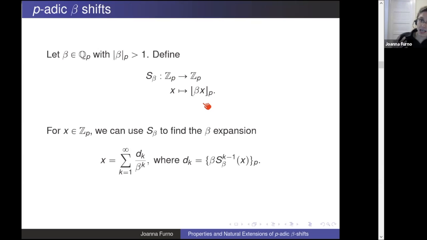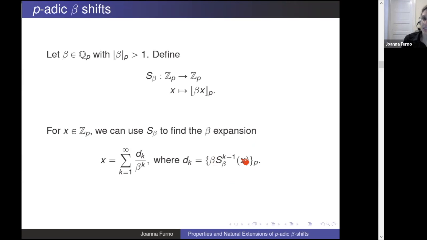And just like with our interval situation, we can write out expansions with a base of beta. And how do we find our digits? You again take your k minus first iterate, multiply by beta, and again, instead of the integer part in the interval case, which was telling you which of the tiles you were in before you came back, this is the fractional part, which tells you which of the p-adic tiles you were in before you came back.